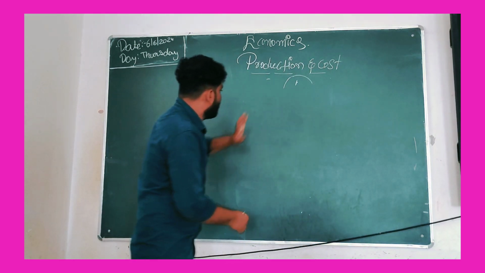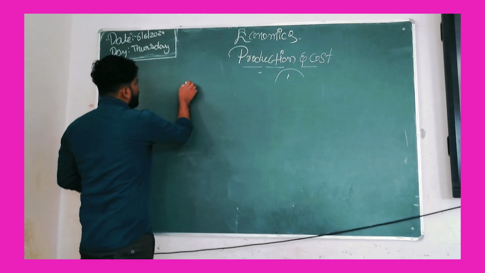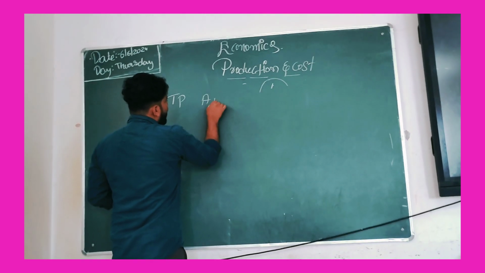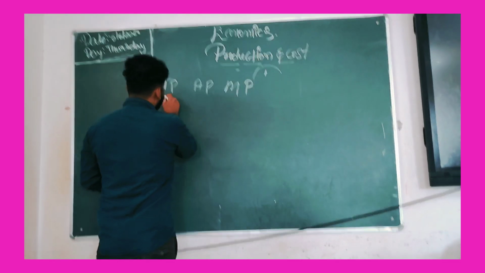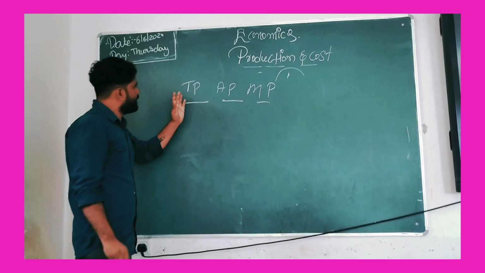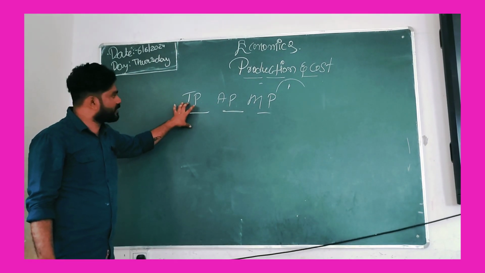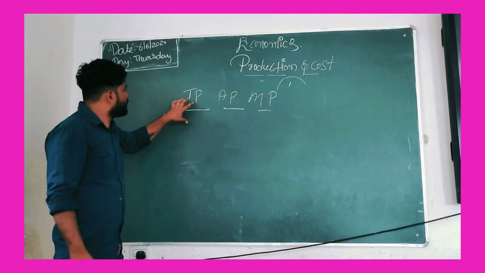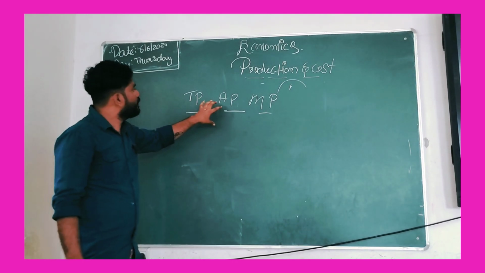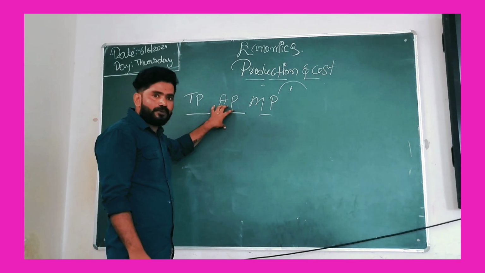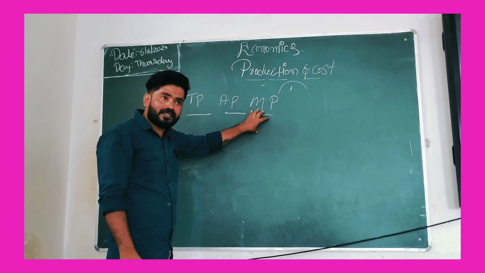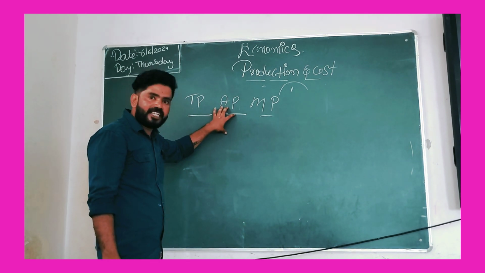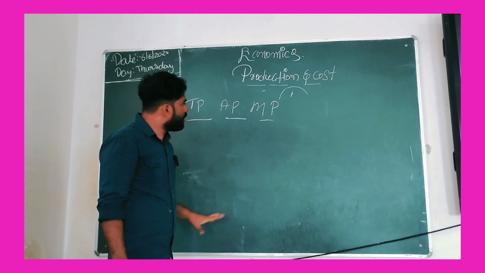In the production topic, TP, AP and MP. What is TP? Total product, average product, marginal product. Total product, average product and marginal product.